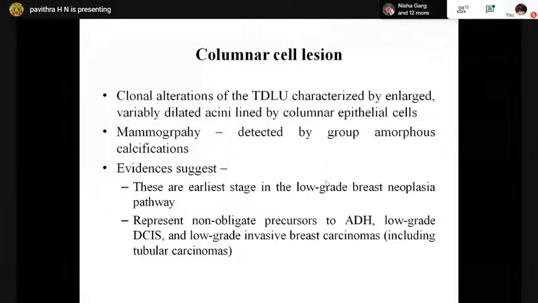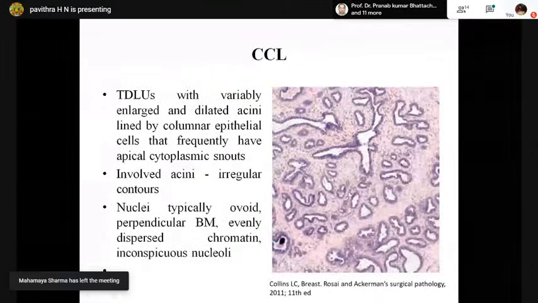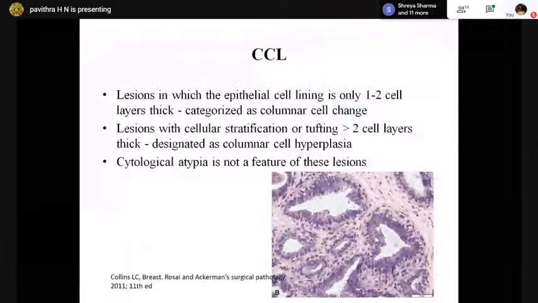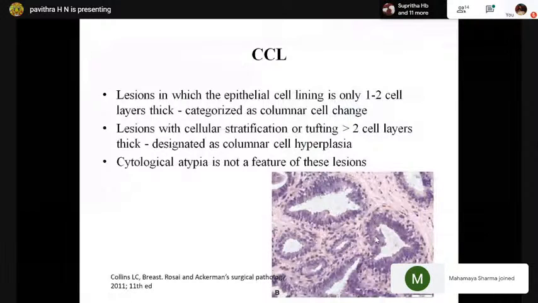And here we can see in this picture that they have dilated, enlarged acini of variable size, and they all are lined by the columnar epithelial cells. They have irregular contour, and they usually will not have atypia. So in this closer look, we can see that all these cells are columnar in shape, with elongated oval nuclei which are arranged perpendicular to the basement membrane.